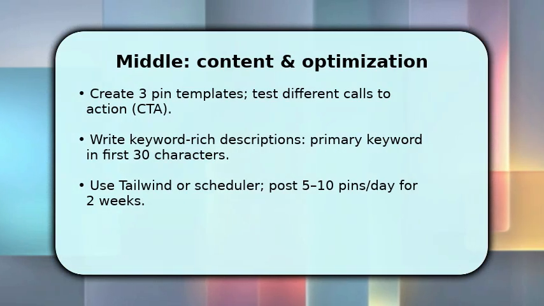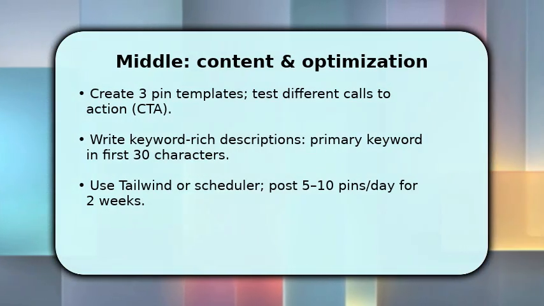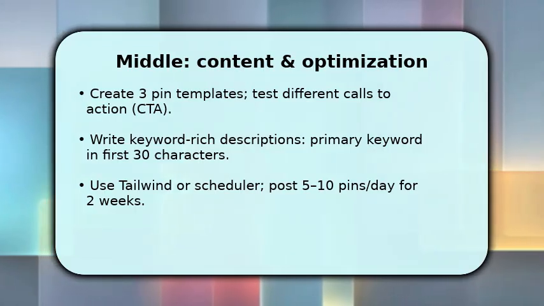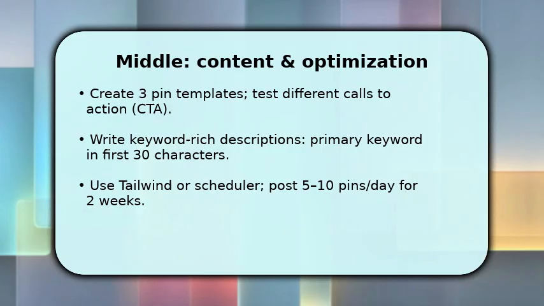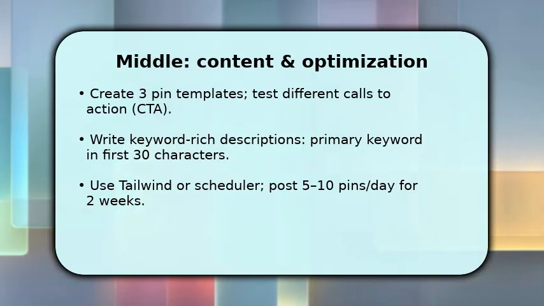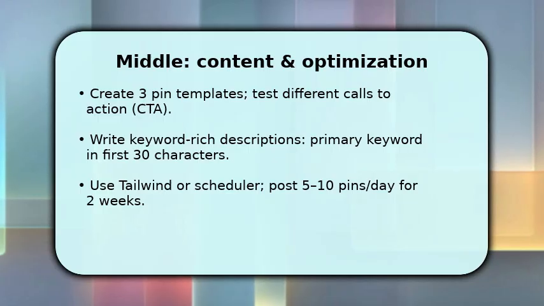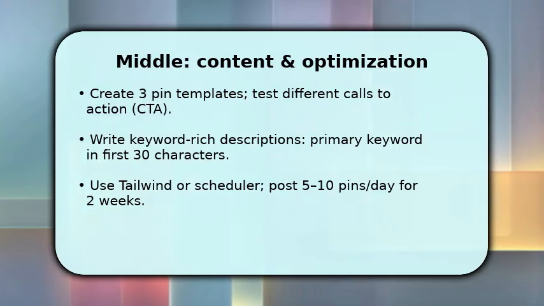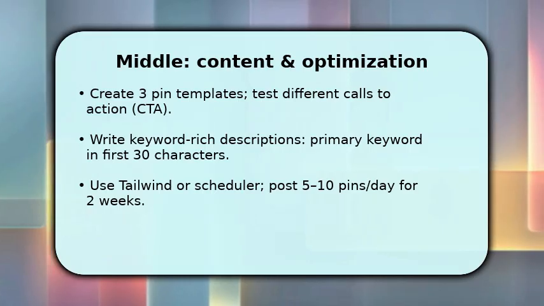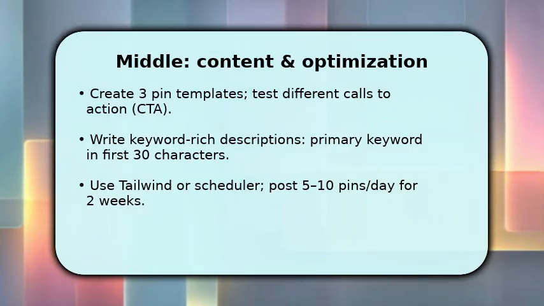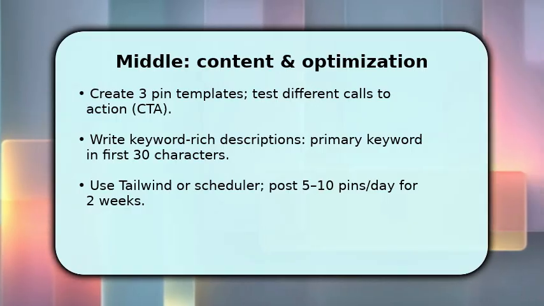Now you build repeatable content. Design 3 pin templates that vary CTA, color, and layout so you can A/B test quickly. Once you have templates, craft keyword-rich descriptions with your primary keyword in the first 30 characters and 3-5 secondary keywords naturally included. Use a scheduler like Tailwind or Pinterest's native scheduler to space posts.